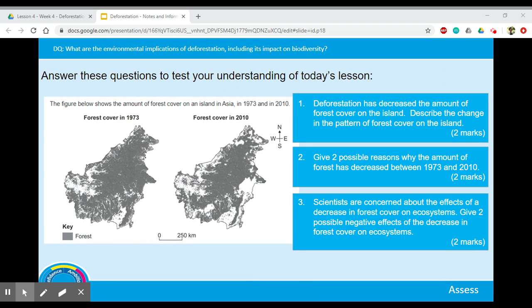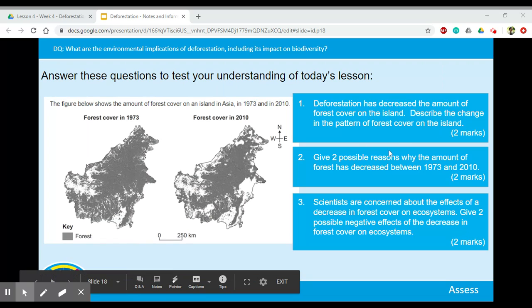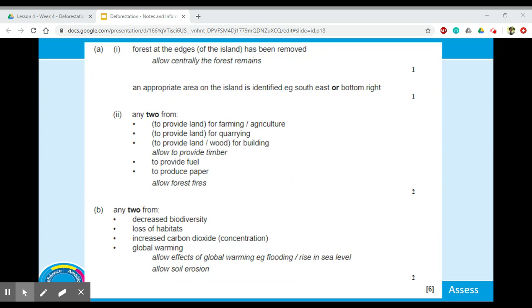Let's have a look at it again. Describe the change in pattern. You need to say where on the map it has changed to get your second mark. Then your second question, you could have any two from this list: to provide land for farming or agriculture, provide land for quarrying or for building. You could also have to provide timber, to provide fuel, produce paper, and you could also say allow forest fires.